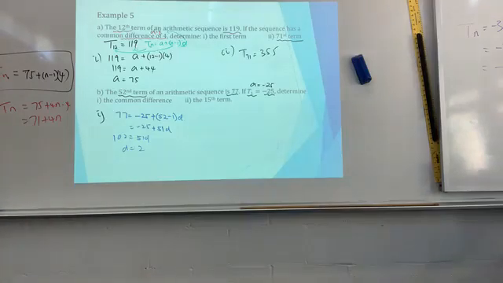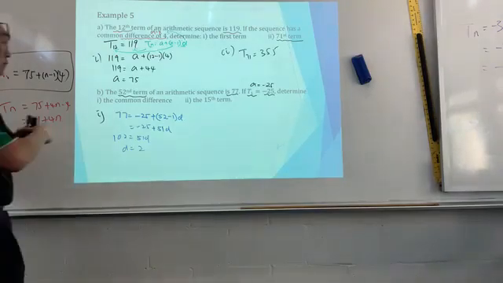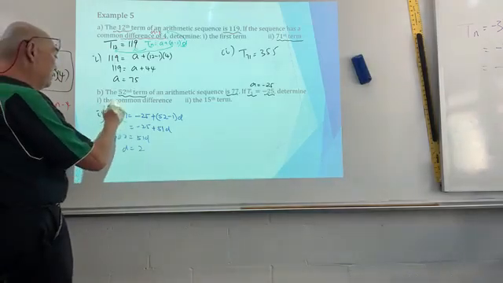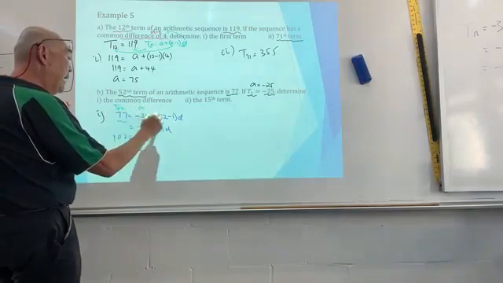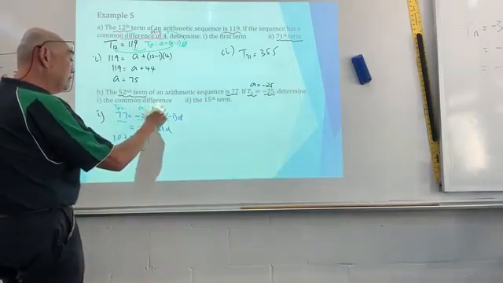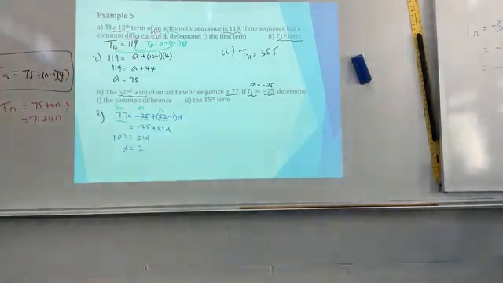Now, do you agree with me? d equals 2. Yeah? So, I substituted T52. This is a, and this is n. All right? So, you can use your ClassPad to work out the 15th term.